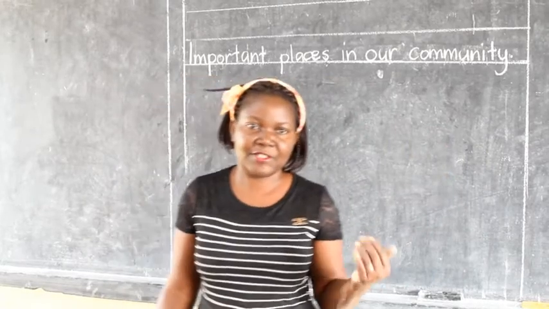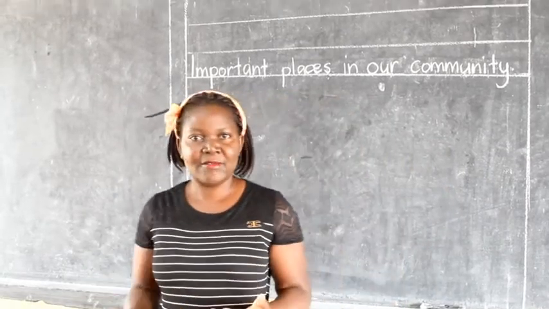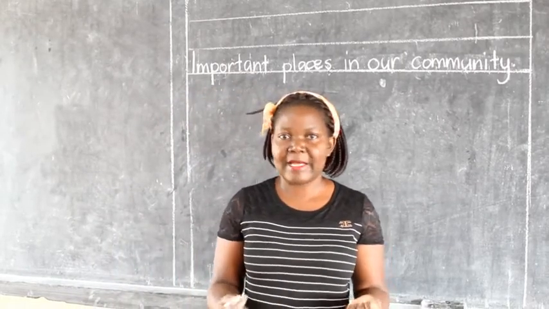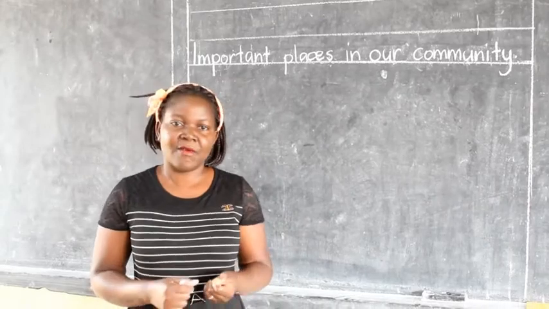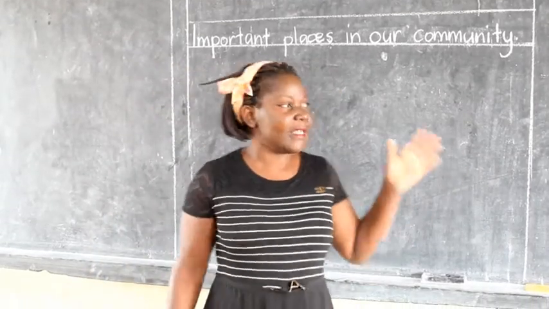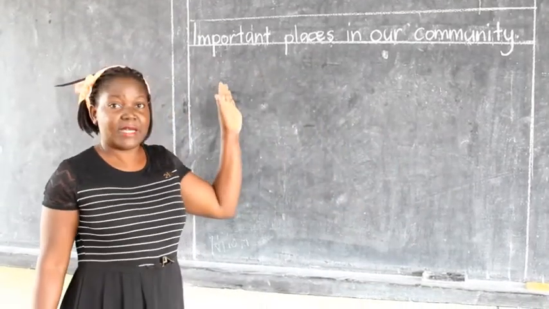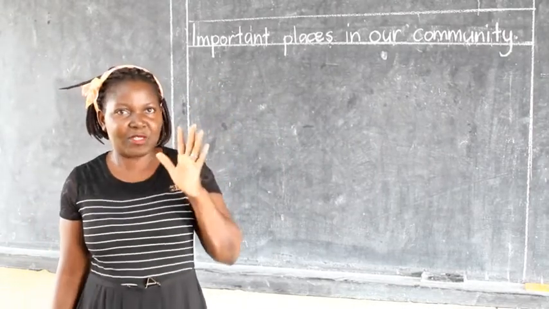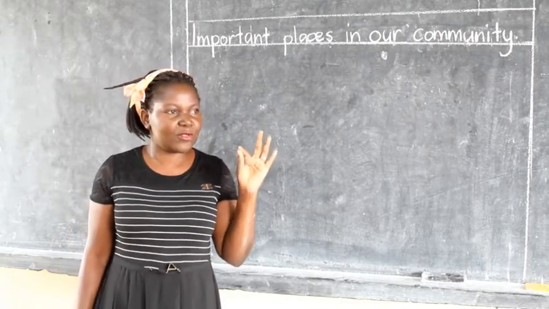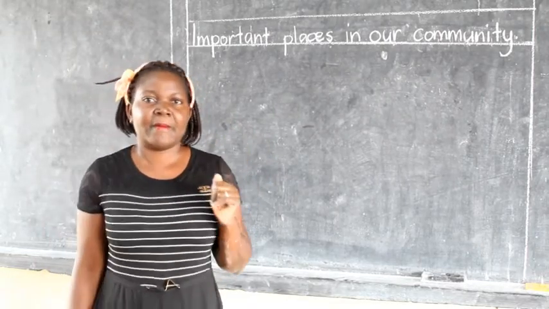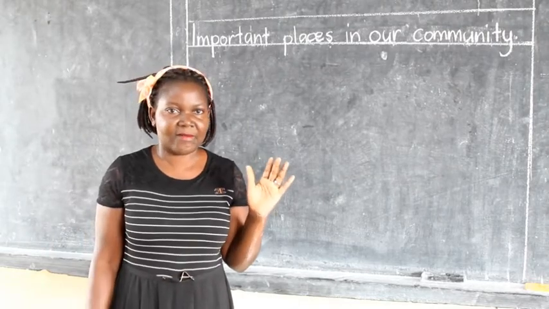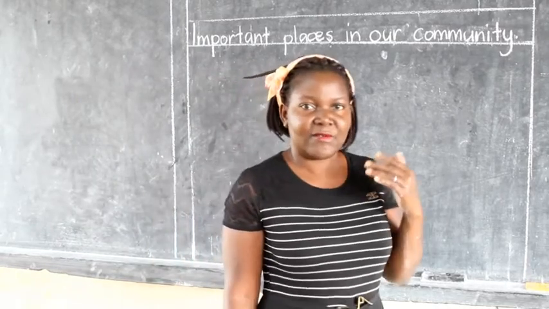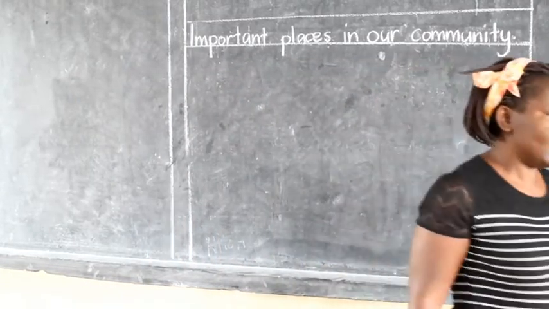Now, like, look at the teacher. Where do we find a teacher? Look at the nurse. Look at the market vendor. Where do we find the market vendor? Where do we find a doctor? Where do we find a farmer? So those are the important places we are going to look at in our community. And I think you have already got some of those places. So I'm also going to show you the places I have on my chart here. We are going to look at them. Afterwards, we shall construct sentences and read words.